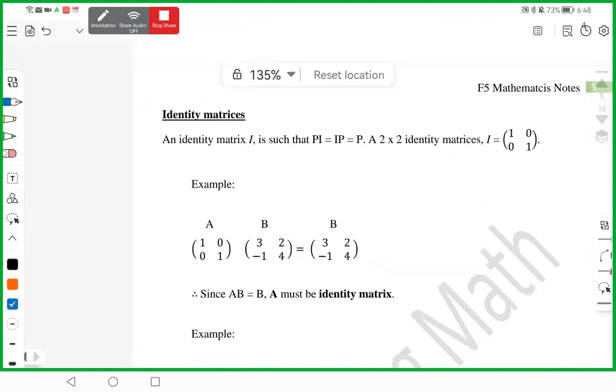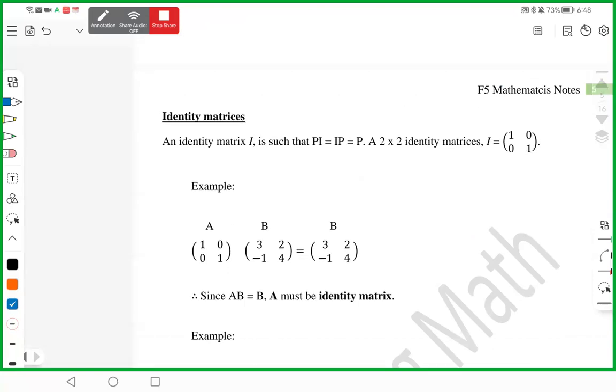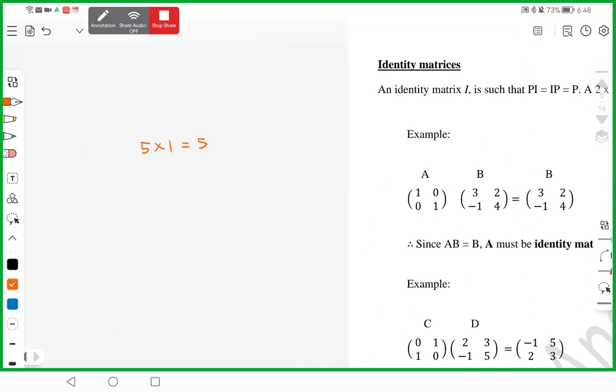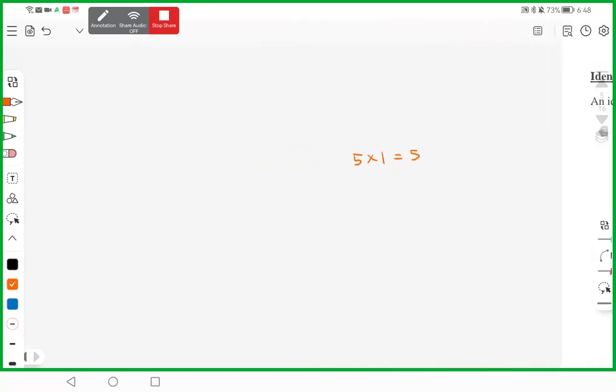One last for today is identity matrices. Okay, so identity in normal numbers is just like 1. 5 times 1 equal to 5. 1 times 5 also equal to 5, right? So here, number 1 is very powerful. Whatever times 1 also equals back to the original number, right?